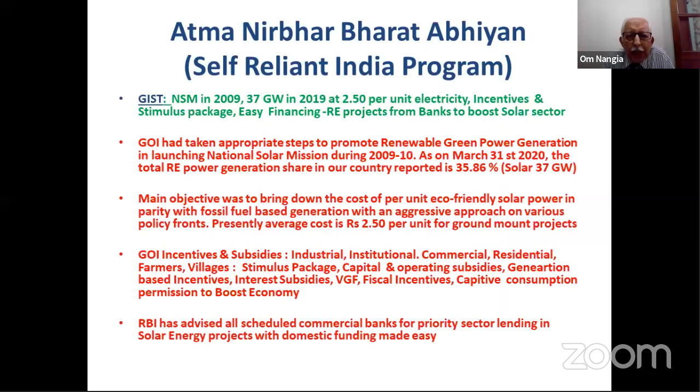Now, this is the Atmanirbhar Bharat Abhiyan, the self-reliant India program. This is also the Government of India's. And in this slide, I have tried to give a gist in the first line. The National Solar Mission in 2009, at that time, there was hardly any installation or capacity of solar. Now in 2019, 10 years later, we have 37 gigawatt of solar capacity. And in 2009, the rate of solar was about 18 rupees per unit. Now you would imagine the rate has come down to 2 rupees 50 paisa per unit, which is equivalent to the fossil fuel power electricity which we get from coal-based power plants. And then the government is giving a lot of incentives, stimulus package, easy financing, and banks have been given instructions to fund these solar and renewable energy projects. So this is the gist of what I have covered in this particular slide.